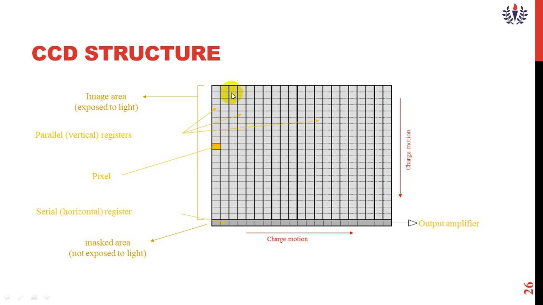It will be like an array. I already mentioned it is an array. Array means it will be equal, 100 cross 100, like that, 100 rows, 100 columns. So the x-axis will have charge motion, and the y-axis will also have charge motion. The outer layer will be an image layer. Inside every box you can see this is the pixel. In the pixel there are horizontal and vertical registers also available.